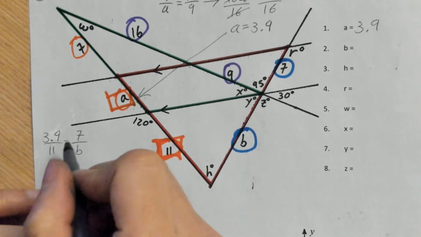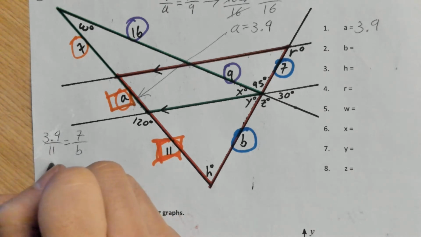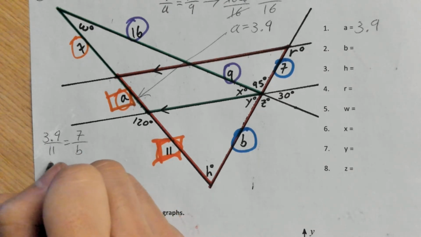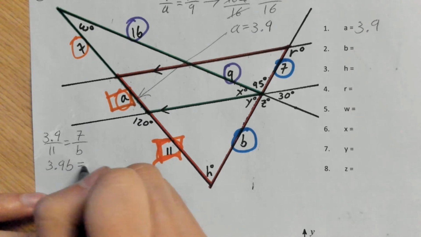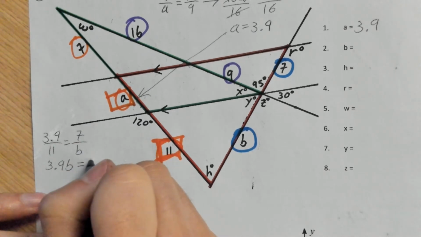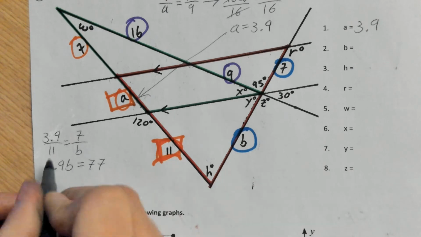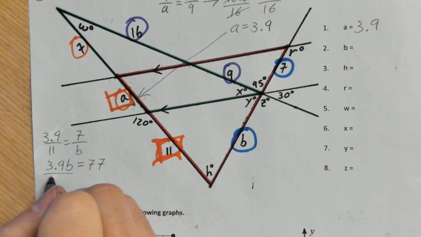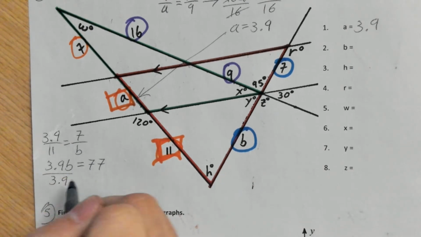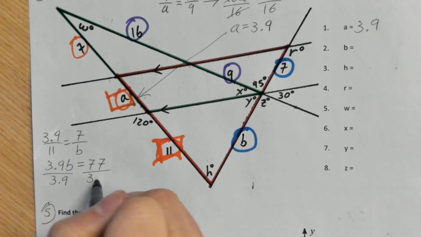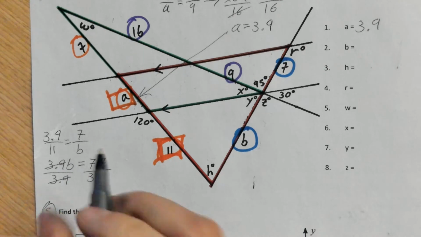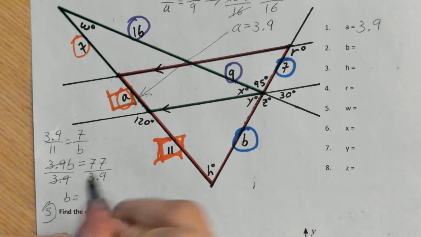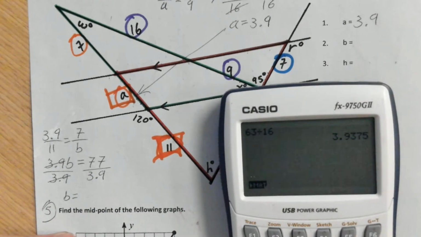So now we can cross multiply. That's going to give us 3.9b equals 7 times 11, which gives us 77. To leave b by itself, we can divide both sides by 3.9. So the 3.9 on this side cancels out. So b equals 77 divided by 3.9.